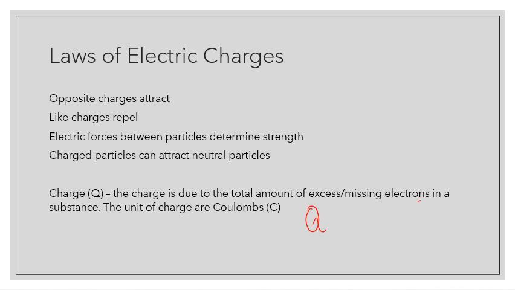Q is equal to Ne, where N is equal to the number of missing or excess electrons, and e is a constant. It is 1.602 times 10 to the power of negative 19 coulombs.